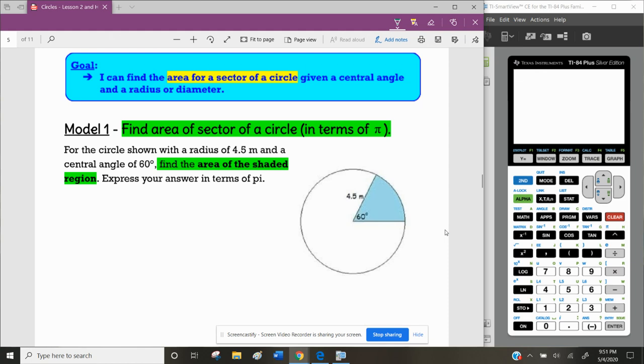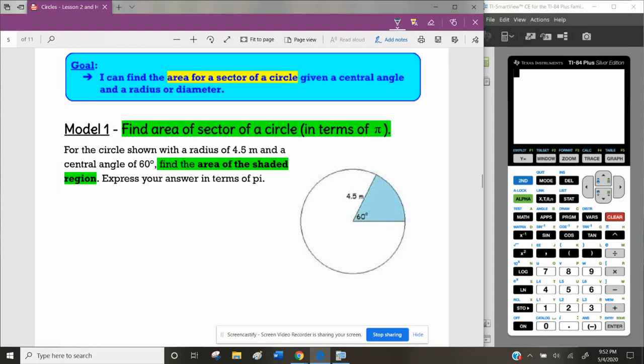We're continuing with our circle lesson here, and I'm going to do some model examples where we find the area of a sector of a circle. We're going to be given the central angle, and a radius or a diameter, and we're going to use that information to find the area of the shaded region, or just a region. It doesn't have to be the shaded region, it's whatever they ask for.